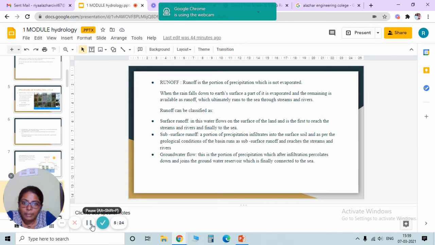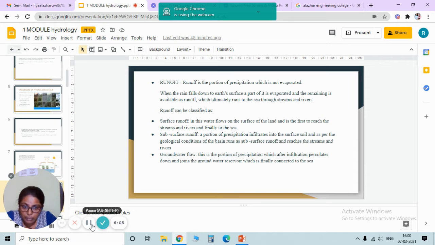And this runoff can be classified into three types. The first one is surface runoff, the second one is subsurface runoff, and the third one is groundwater flow. Surface runoff is that water which flows on the surface of the land, and this is the first to reach the streams and rivers and finally the sea. And the subsurface runoff is a portion of precipitation that infiltrates into the surface soil as per the geological characteristics of the basin, and it reaches the streams and rivers. Ultimately, it will end in the sea.